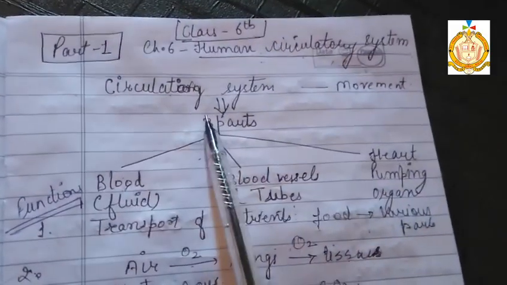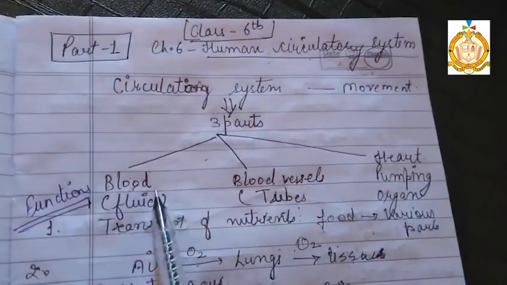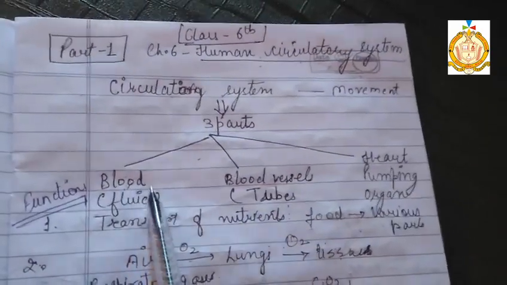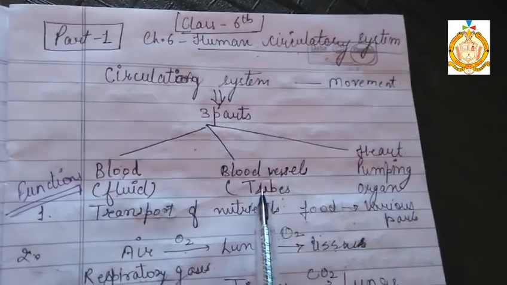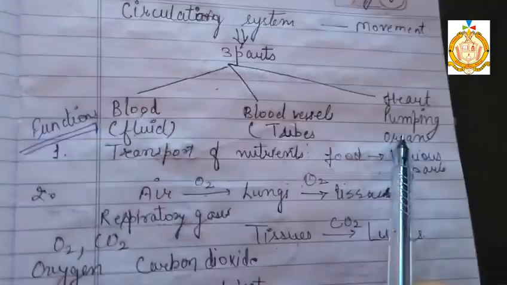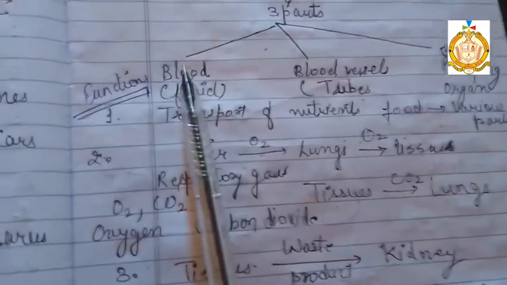The circulatory system consists of three parts: blood, blood vessels, and heart. Blood, you all know, is red in color and it is a fluid. Blood vessels are tubes, and the heart is a pumping organ. Now we study about the blood.